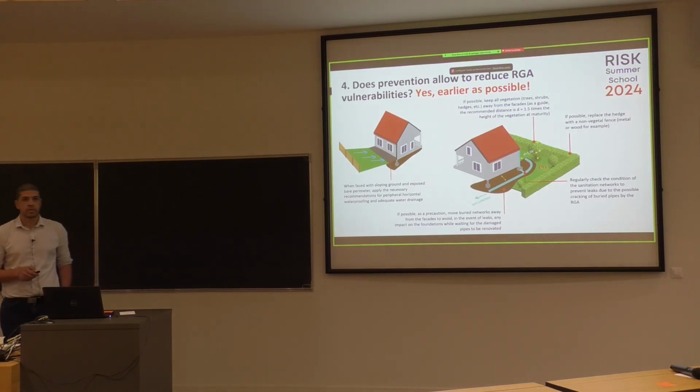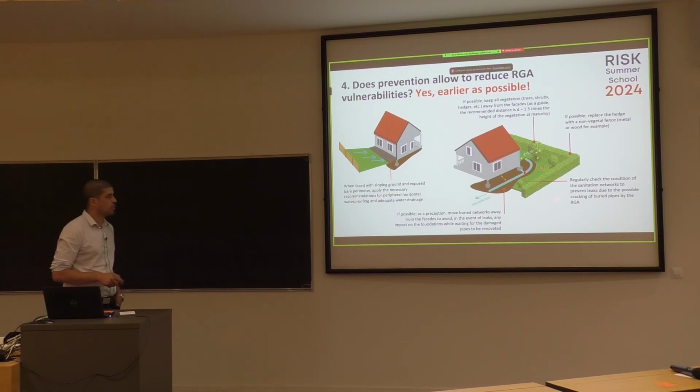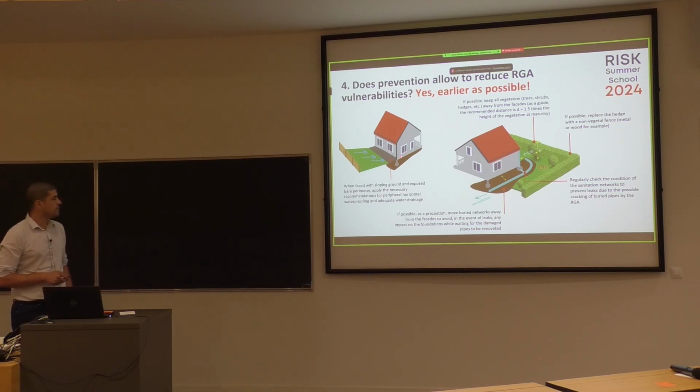To do this prevention, we have summarized some points here. For example, regarding vegetation, if possible, keep all vegetation away from the facades and the foundation. Related to the drainage system, regularly check the condition of sanitation networks to prevent leaks. And when faced with sloping ground and an exposed perimeter, apply the necessary recommendations for peripheral horizontal waterproofing and adequate water drainage.